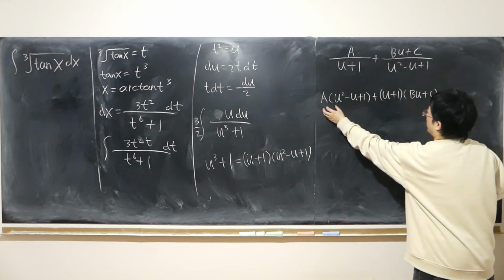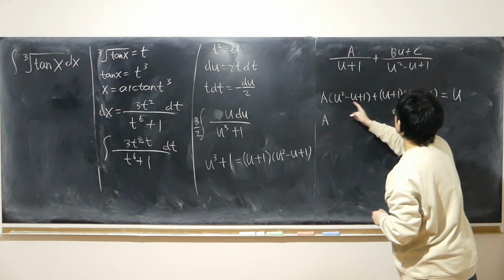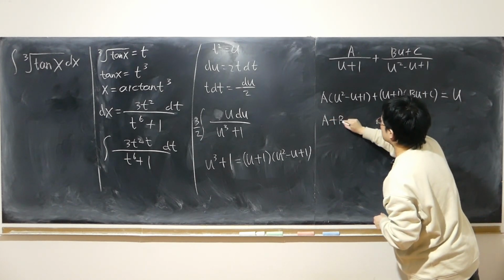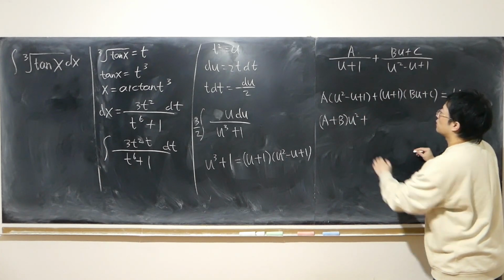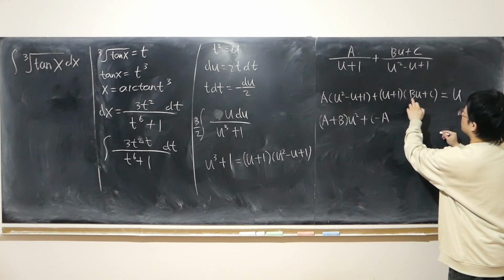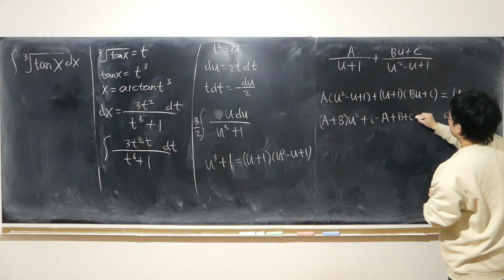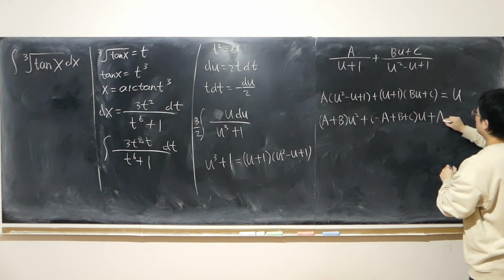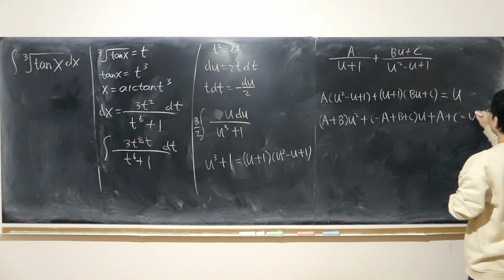Let's look at the squared term. The u squared coefficient is A plus B. The u term is negative A plus B plus C, times u. The constant is A plus C. This equals u.